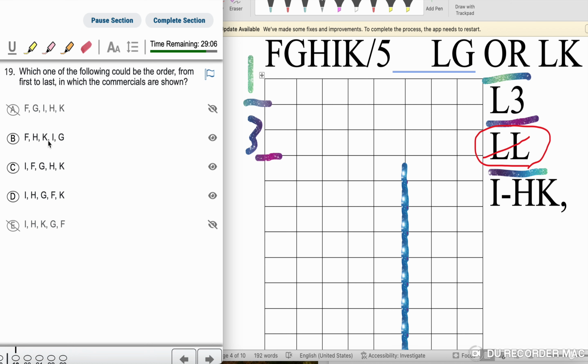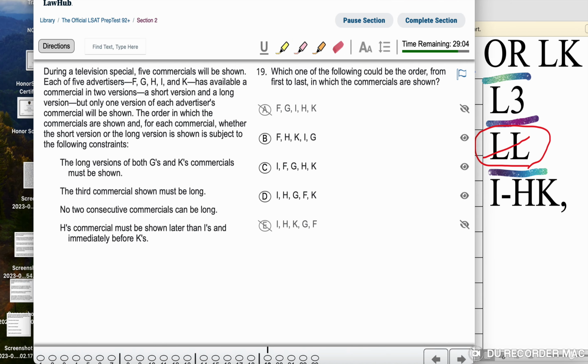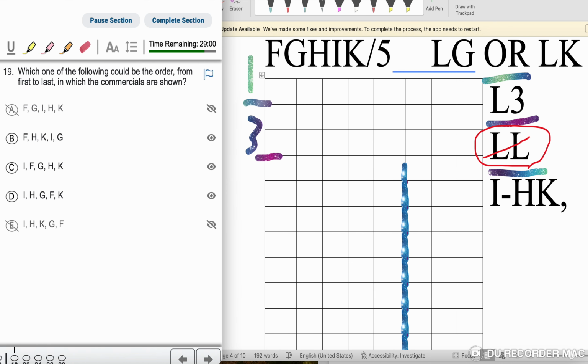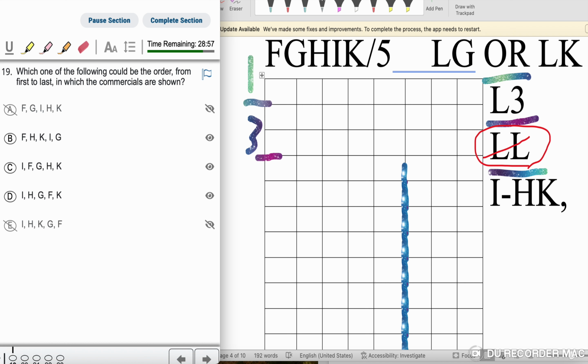The third commercial must be long, which was already completed. No long commercials are together. For this condition, I has to be before H and K. So choice B, I is after. Let's go ahead and eliminate it. And H needs to be immediately before K. And in choice D, F is immediately before K, so go ahead and eliminate it. We'll be left with choice C as the final answer.